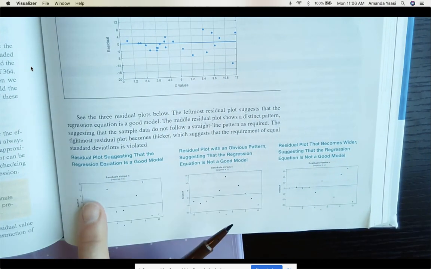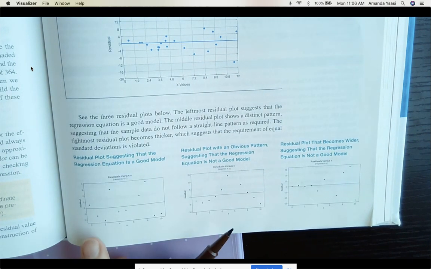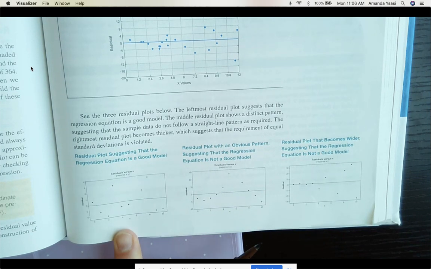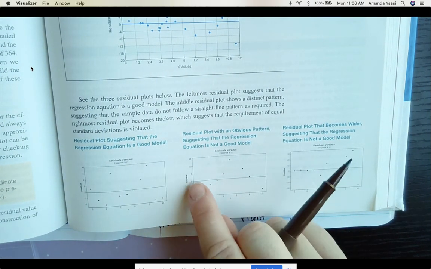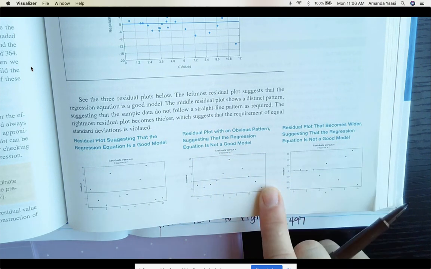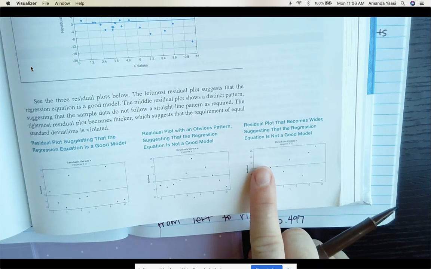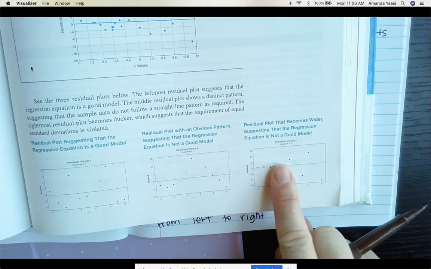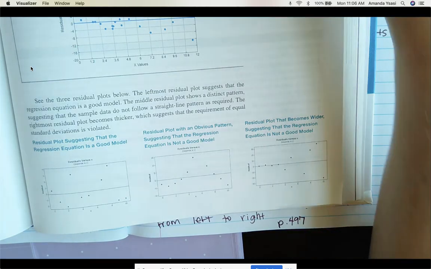Here is a residual plot suggesting that the regression equation is a good model. Okay, see how it's just kind of scattered. This one's not a good model because see how it follows a pattern? That's not good. And then this one is not a good model because it's really, really close and then it veers off. It becomes much wider over here. So that's not a good residual plot.